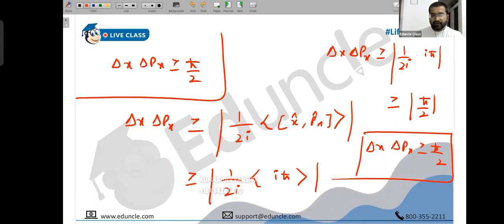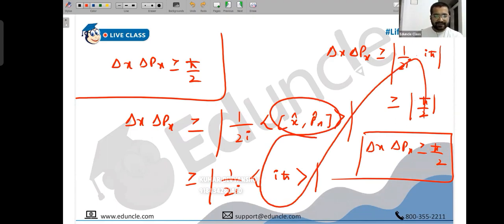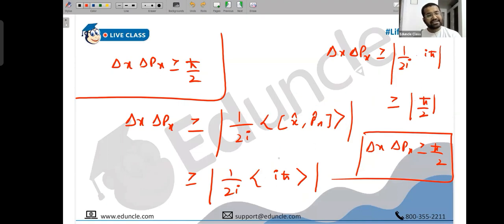So tell me one thing. For this to become 0, go in the reverse direction. Who should become 0? The commutator?